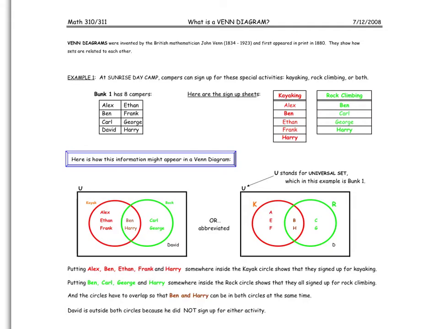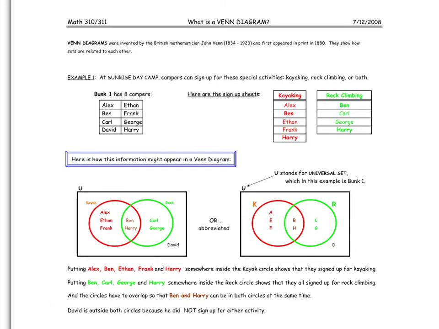Alex, Ben, Ethan, Frank, and Harry are all somewhere in the red circle. Ben, Carl, George, and Harry are all somewhere in the green circle. What I had to be careful about was how to handle Ben and Harry, because Ben and Harry are in both circles. So I put them in the center so that they're part of the red circle and they're also part of the green circle. And I made their names brown because I looked it up on the internet, and red and green make brown. See that? Brown. How cute is that?